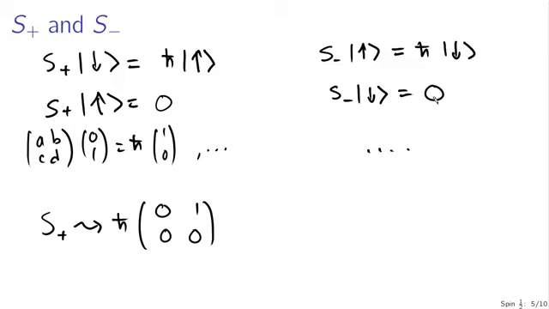Likewise, expressing S minus as some unknown matrix, plugging in the definitions of the up and down kets expressed in this basis of up and down kets, you get a system of equations that you can very easily solve to find that S minus, expressed in this basis, is h bar times 0, 0, 1, 0. The only non-zero component is the lower left.